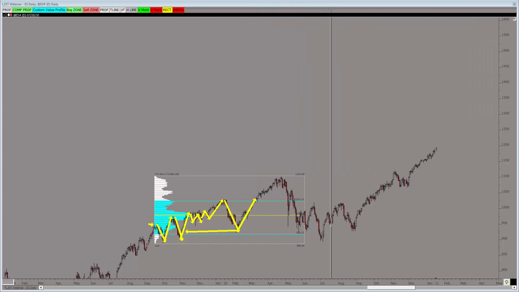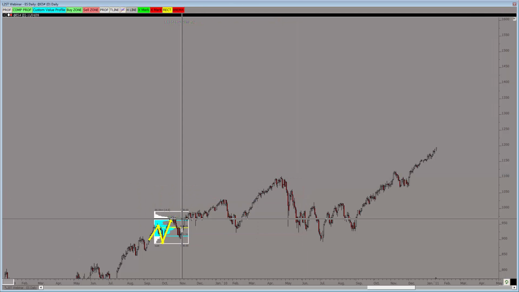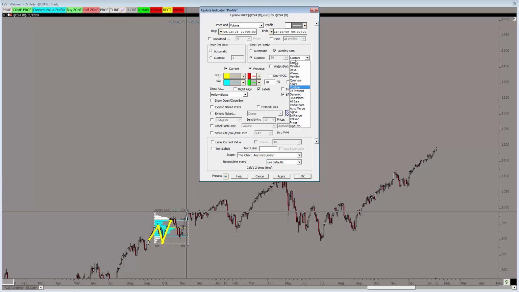So the market is balancing and it's sideways. Whenever you get the first sign of potential balance, which will probably be after this swing up, swing down, swing back up again, you can basically take your custom profile around that range. Initially it will start off like this, and then what you want to do is go into the settings of the profile and change the time per profile.